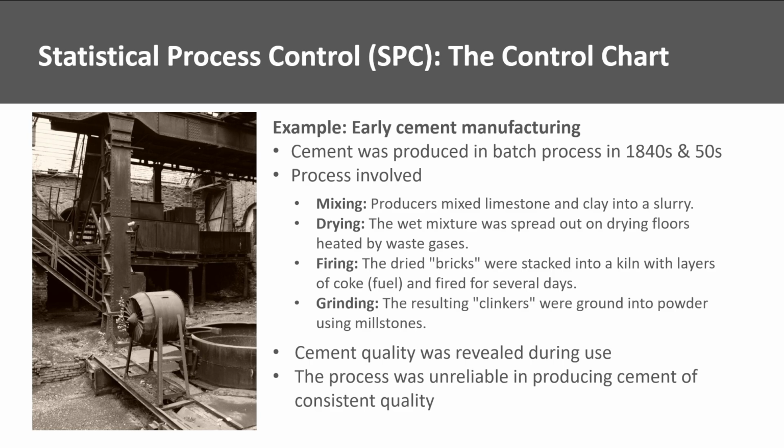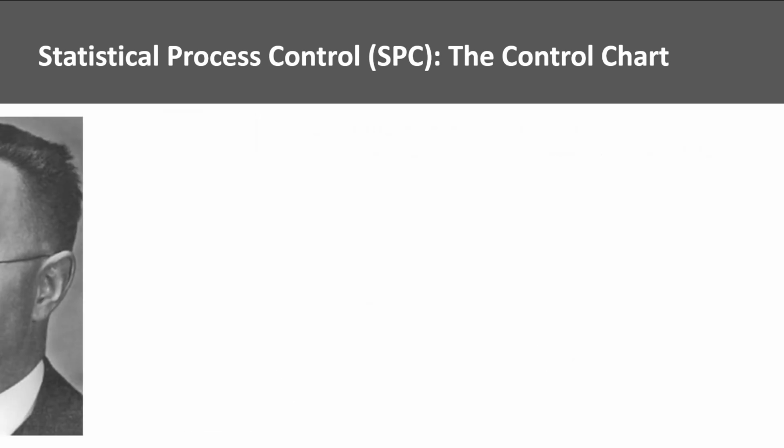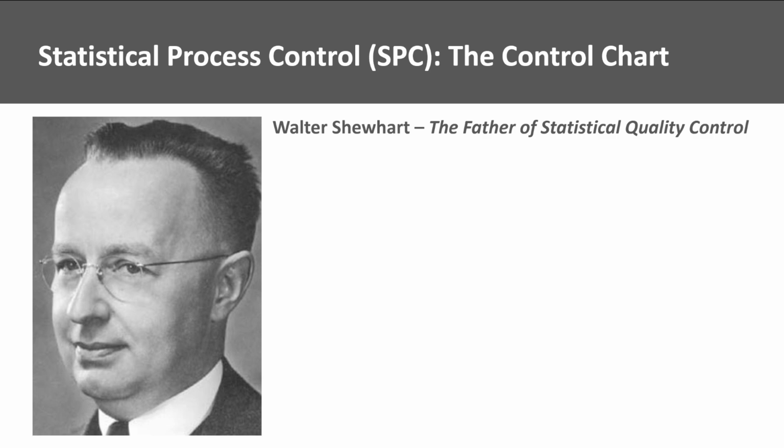As time passed and industry evolved, the concept of actually controlling a process to improve its reliability emerged. In 1924, Walter Shewhart, a physicist at Bell Laboratories, who later came to be known as the father of statistical quality control, authored a historic memo that included the first control chart.